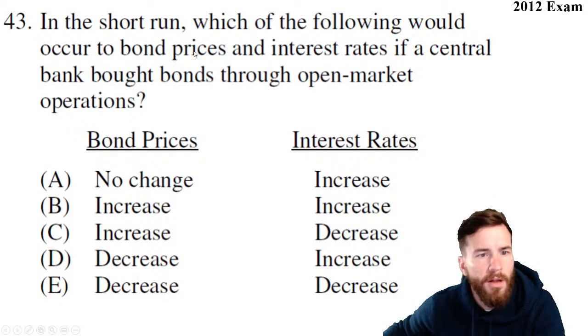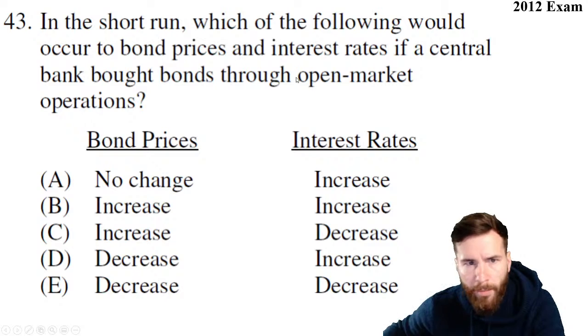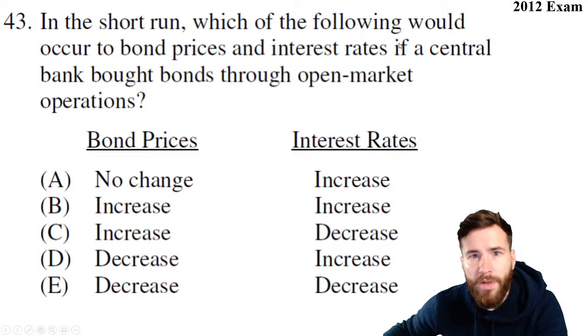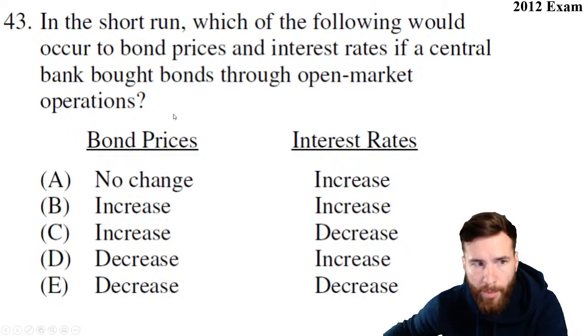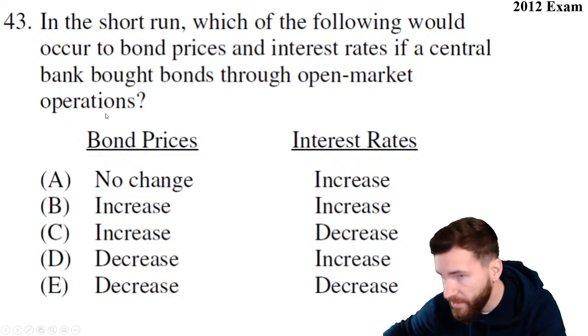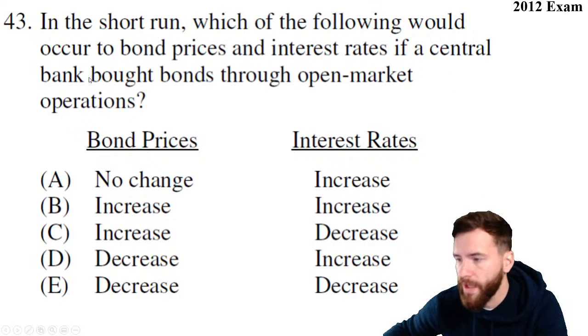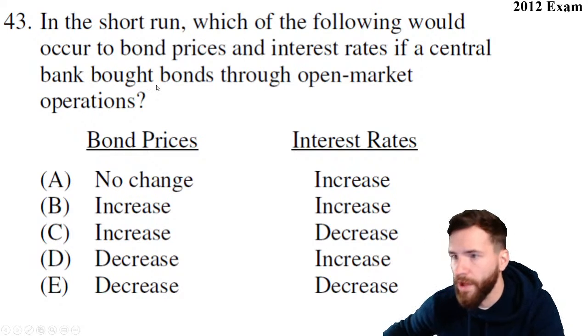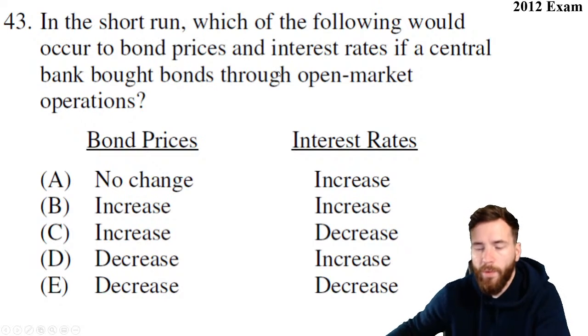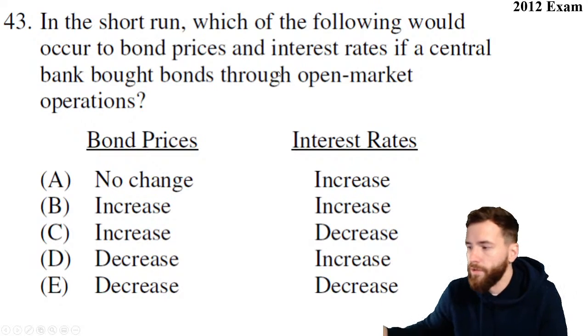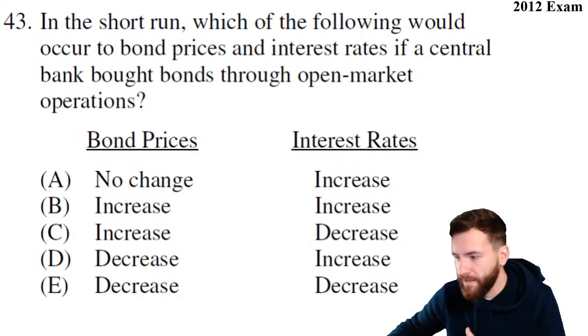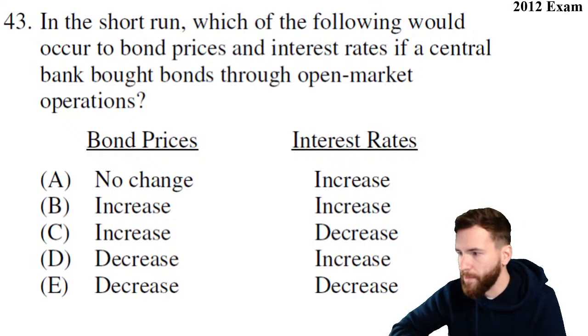Okay, so let's see if you guys are picking up what I'm throwing down. It says, in the short run, which of the following would occur to bond prices and interest rates if a central bank bought bonds through open market operations? Open market operations simply is the buying and selling of bonds. The central bank is also known as the Federal Reserve. Just tons of vocab words coming at you guys. So if the Fed buys bonds, that's going to increase the money supply.